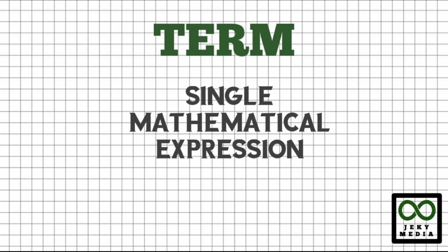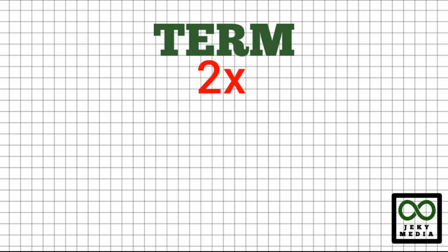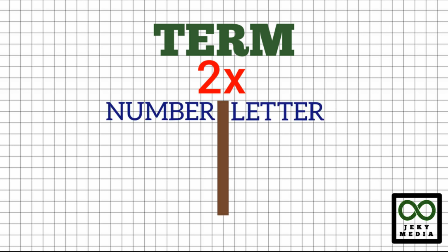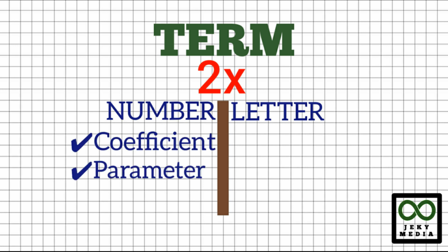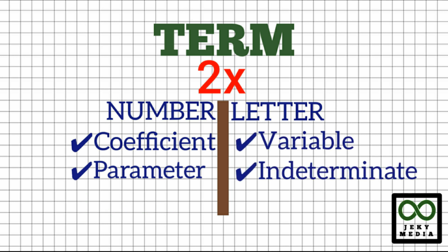A term is a single mathematical expression. What you see is an example of a term: 2x. 2x is a term. It has a number part and a letter part. The number part is also called the coefficient, or a parameter. It could be a whole number, a negative number, or a fraction, and the letter part is called the variable, an indeterminate, or simply the unknown. It is arbitrary, and its value is not yet specified.